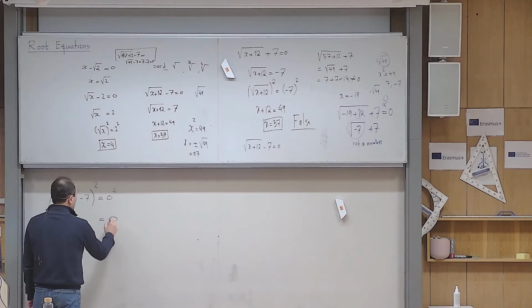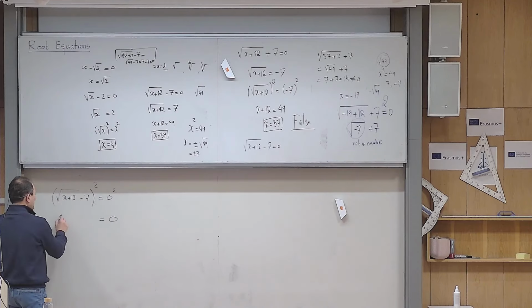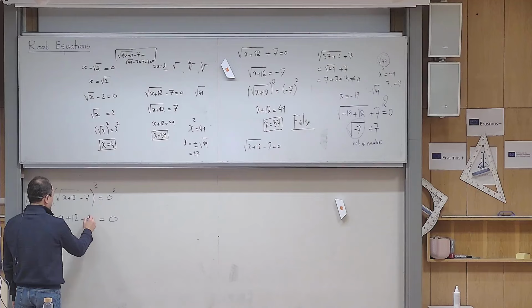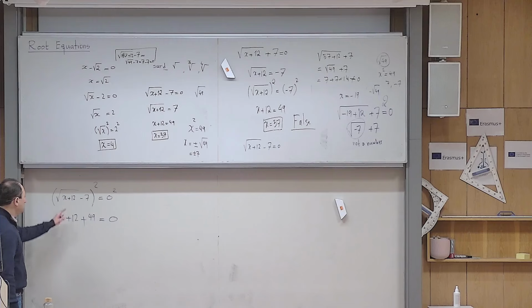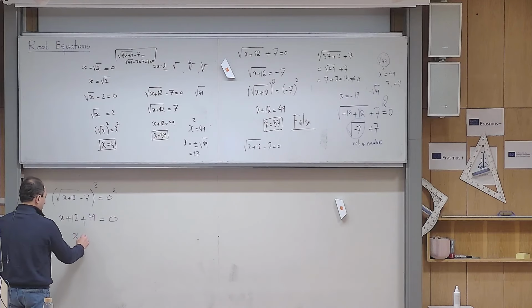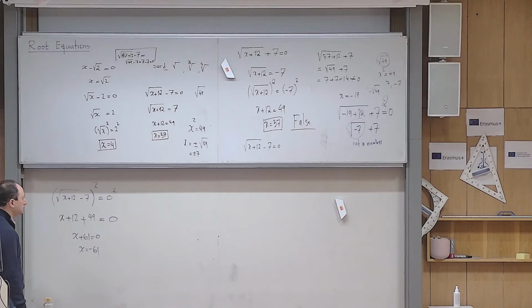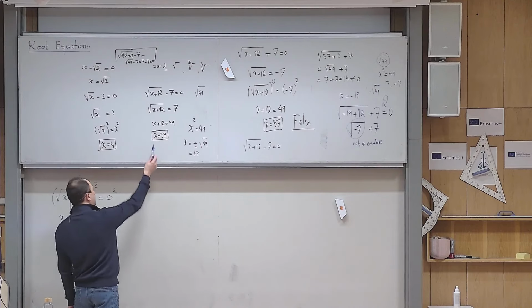0 to power 2 is 0. And people sometimes write it like this. So they write it like this, because they say this one to power 2, this one to power 2, and then they get x plus 61 equals 0, x is equal to minus 61. We know that this is wrong, because the correct answer is 37.